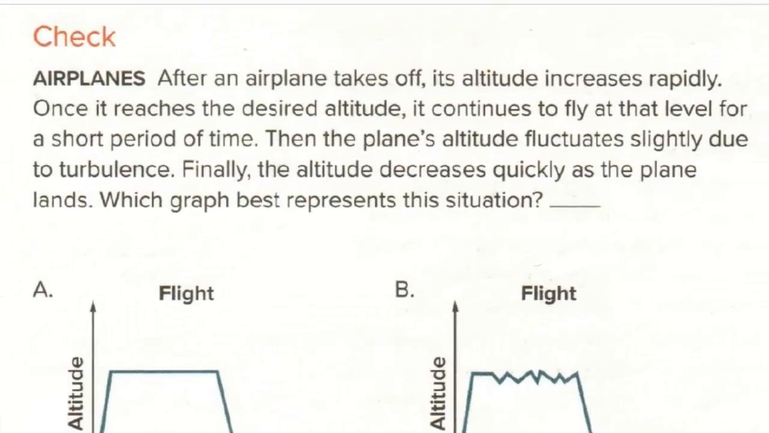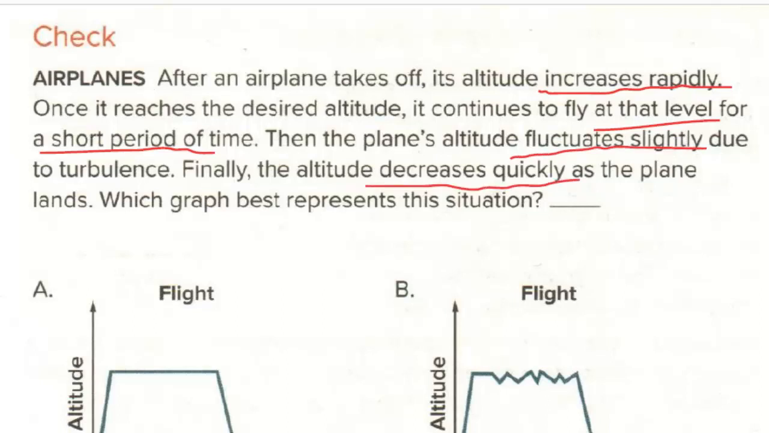Okay, so for this check, after an airplane takes off, its altitude increases rapidly. That's an important word there. Once it reaches a desired altitude, it continues to fly at a level for a short period of time. Okay, so it's going level. The plane's altitude fluctuates slightly due to turbulence. Finally, the altitude decreases quickly as the plane lands. Which graph best represents the situation?